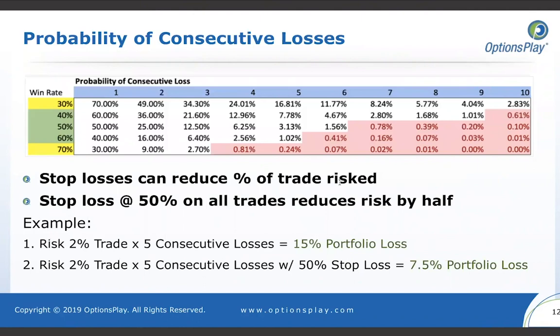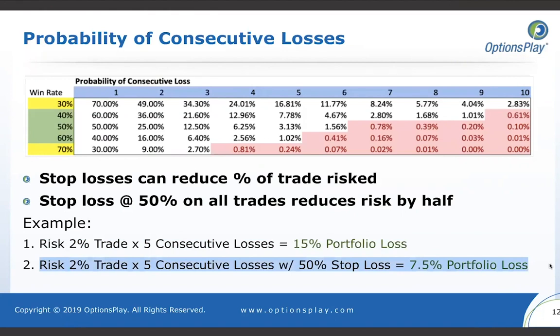So for example, if you do have a rule of, let's say, using stop losses at 50% of losses on every single trade, then if you're risking 2% of your account per trade and you have 5 consecutive losses, that normally would equate to a 15% portfolio loss. But if you're using a stop loss on it, that will equate to only a 7.5% portfolio loss if you use a 50% stop loss.